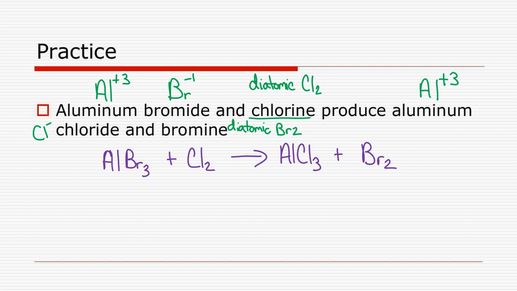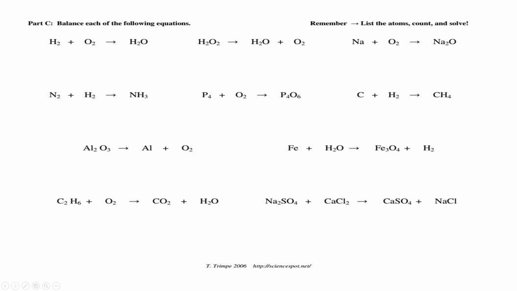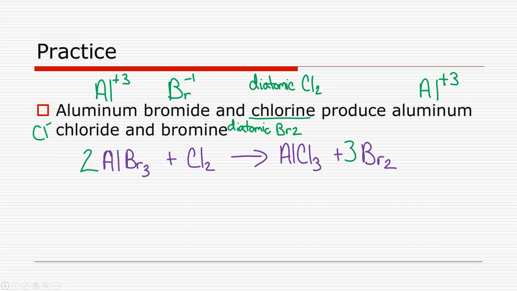As it's written, is it balanced? Do I have the same number of aluminums on each side? I do have the same number of aluminums, but do I have the same number of bromines on each side? No. I have 3 here and 2 here. So what is the lowest common multiple between 3 and 2? 6. So how can I get 6 bromines on this side? So I put a coefficient of 2 there. How can I get 6 bromines on this side? Put a 3. Is bromine balanced now?